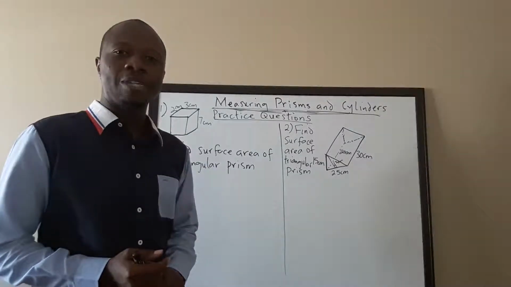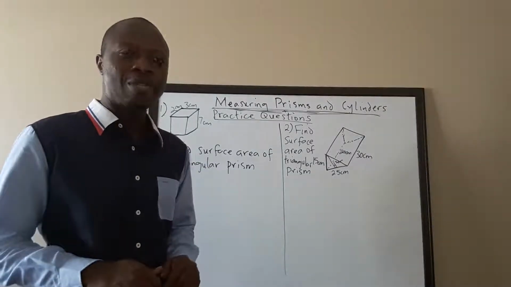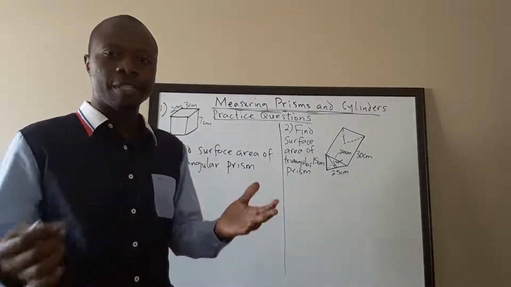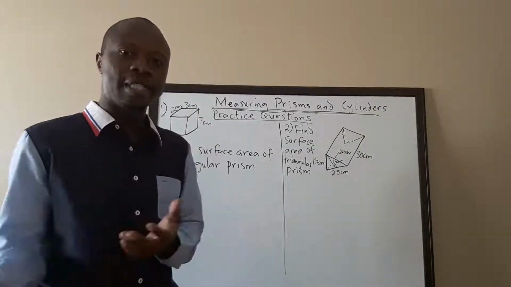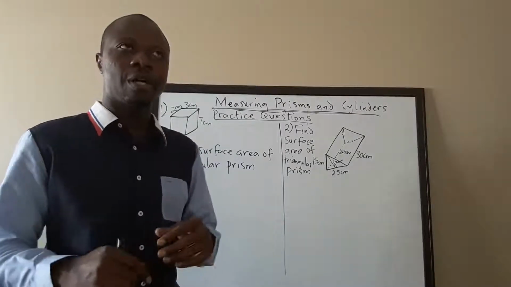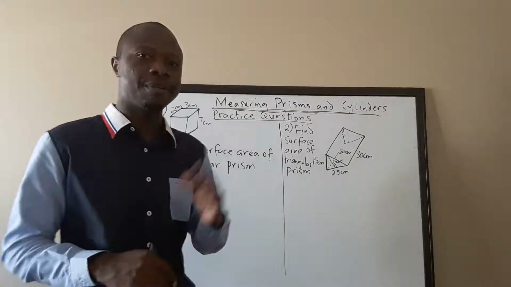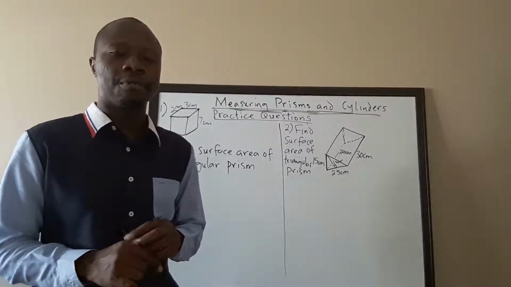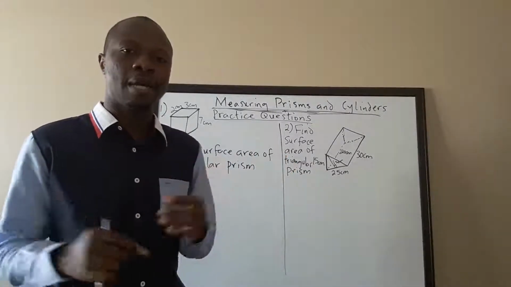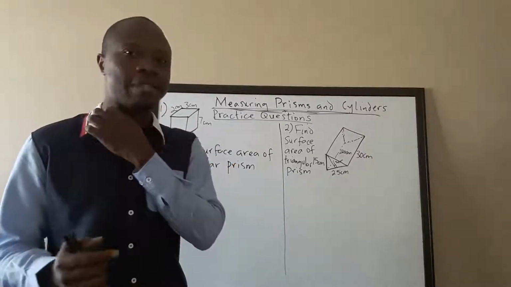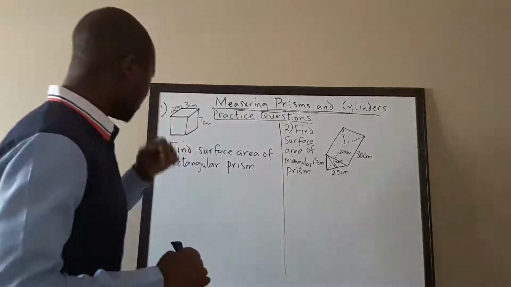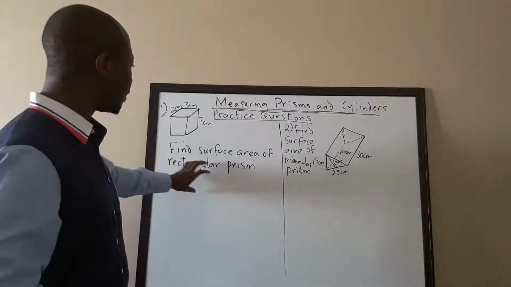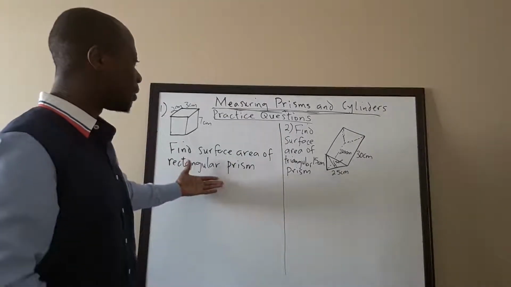Hello. So over here we're going to do some practice questions together on various shapes like prisms and cylinders. We're going to talk specifically about surface areas as well as volumes, providing different formulas for them and learning how to figure out the calculation. So we're going to start by finding the surface area of rectangular prisms.